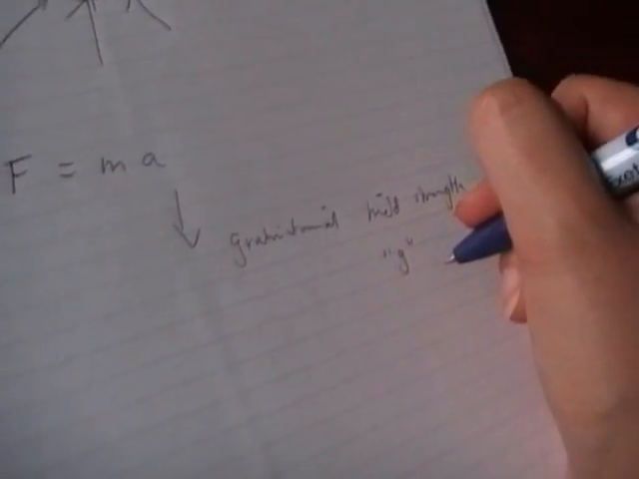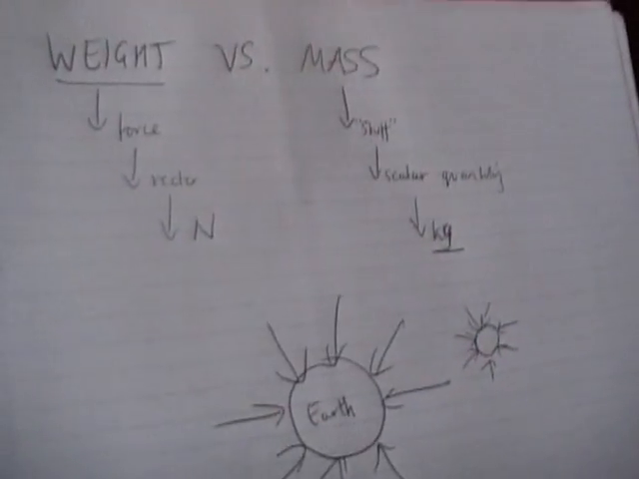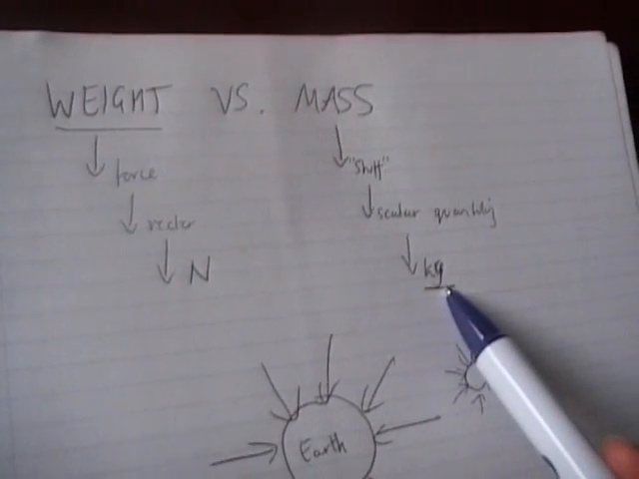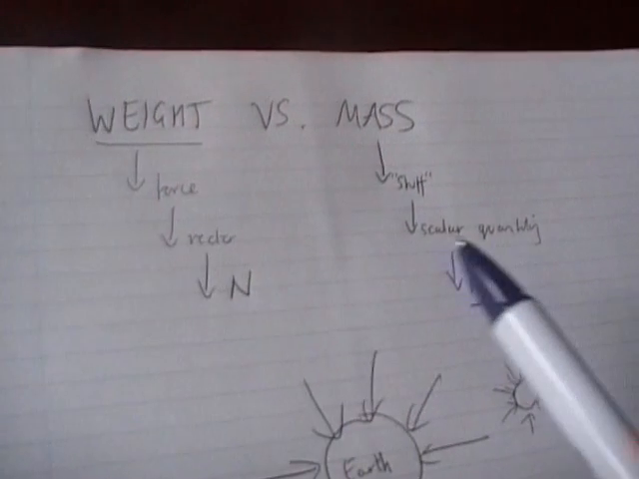So basically I hope that that's helped you understand the difference between mass and weight. So mass is a scalar quantity, it's the amount of stuff there is, and that mass will experience a force, and depending on that force will be its weight.